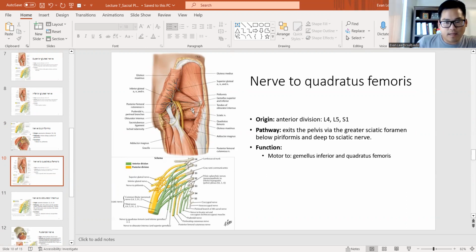So you can see that coming off of the anterior division at L4, L5, and S1. So nerve to quadratus femoris right here.